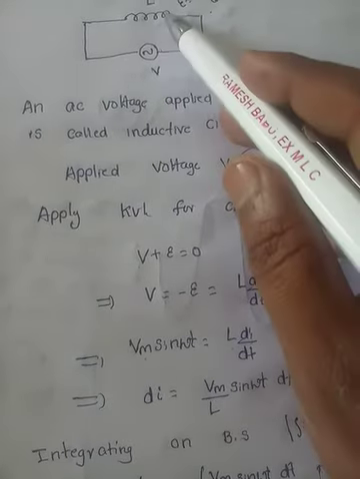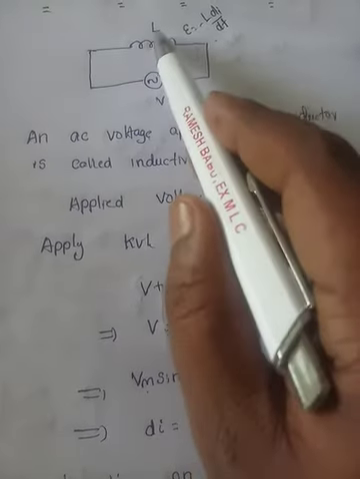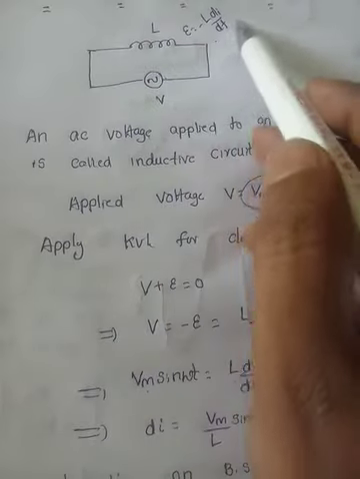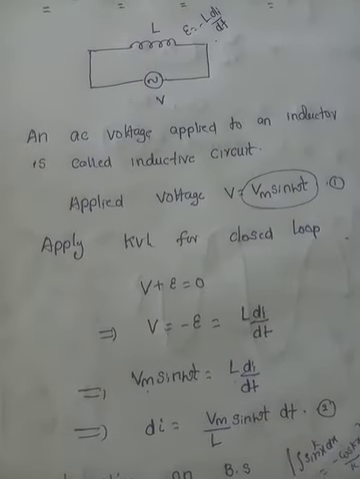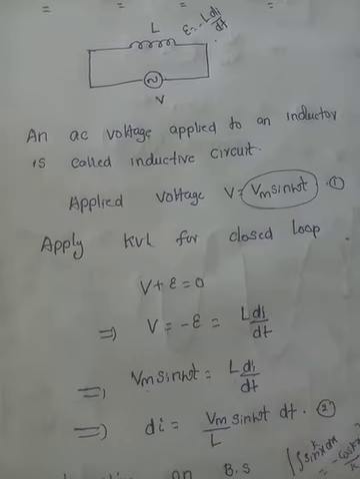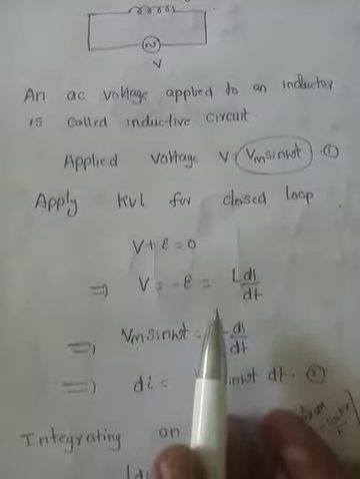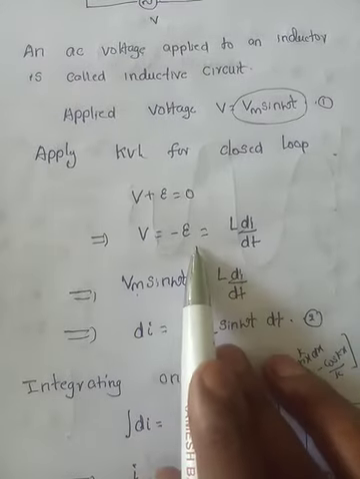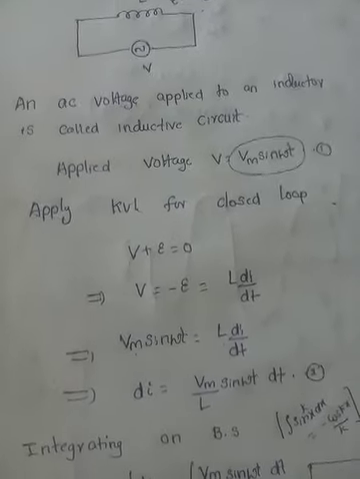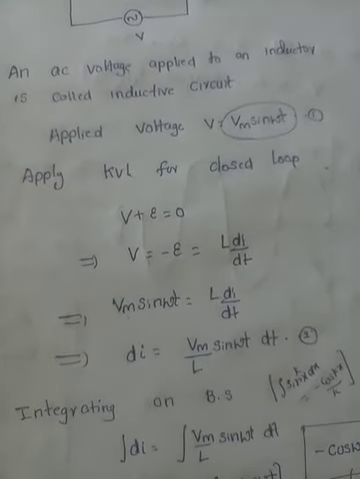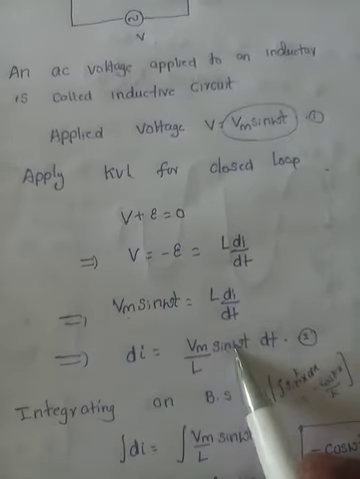Okay. When you apply an AC voltage here, this is the applied voltage. When the current is changing, it induces EMF, that is self induction. E is equal to minus L into di by dt. Now, applying Kirchhoff's voltage law for the loop, V plus E is equal to 0, where V is equal to minus E. What is E here? Minus L into di by dt, minus of minus is plus L into di by dt. What is V? Vm sin omega t is equal to L into di by dt.